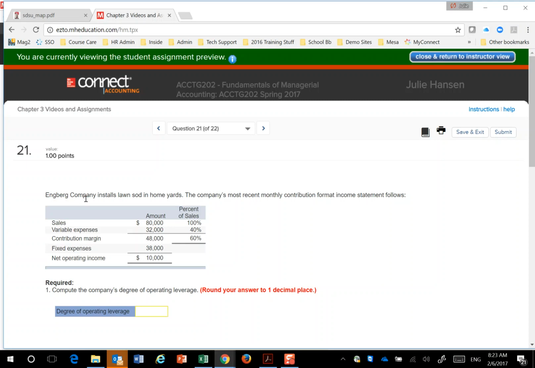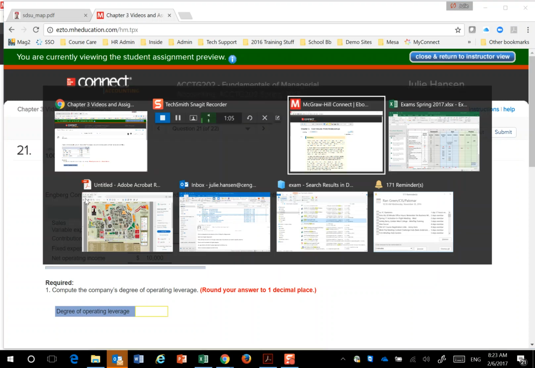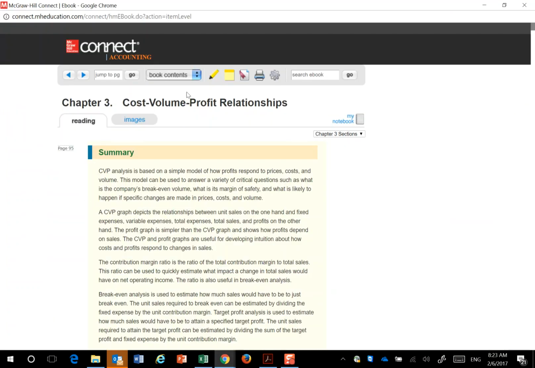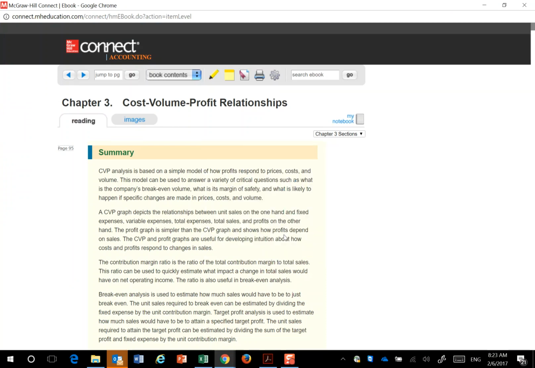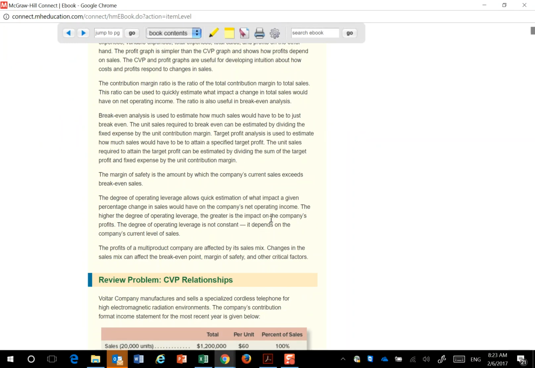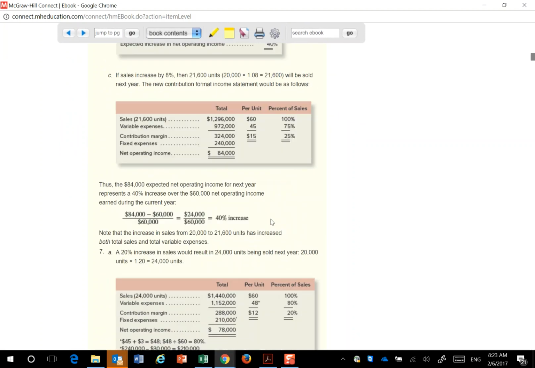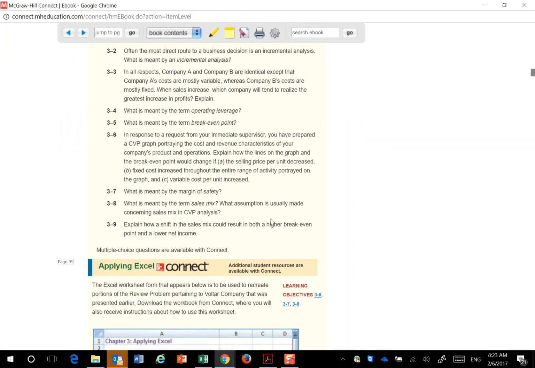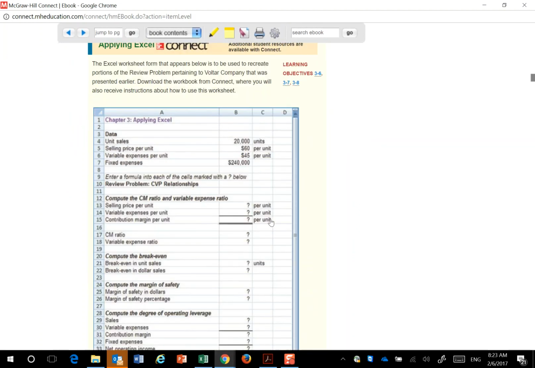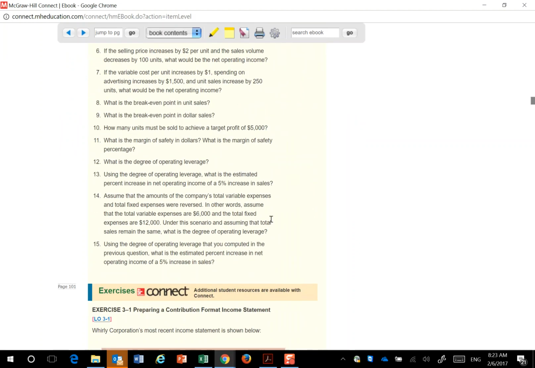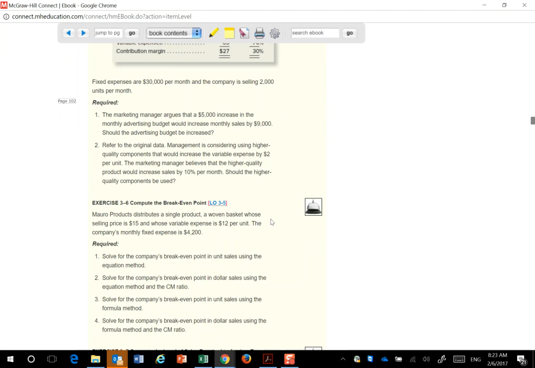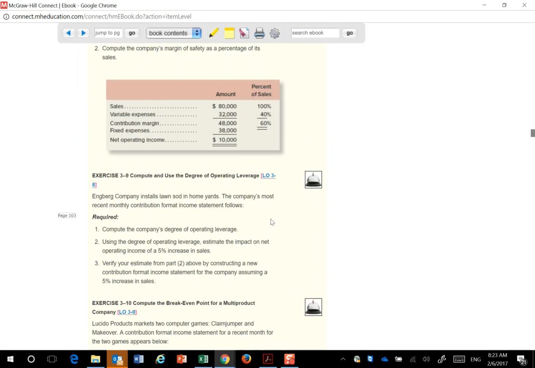So what I would do is come over to your ebook. I just happen to pull up the Chapter 3. I'm going to go to the Chapter 3 ending, and you find that question. I happen to know it's exercise 3-9, so I'm going to scoot on down here. Exercise 3-9. You can do a control find to find the names of the companies. That might be easier. Anyway, here's my Engberg.